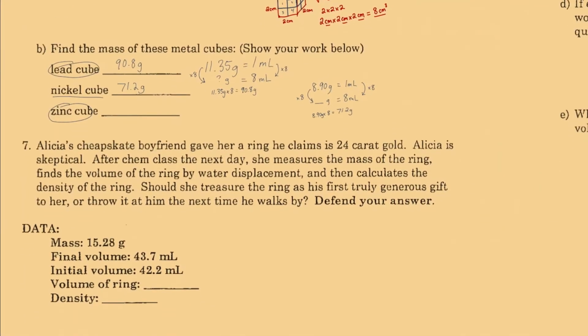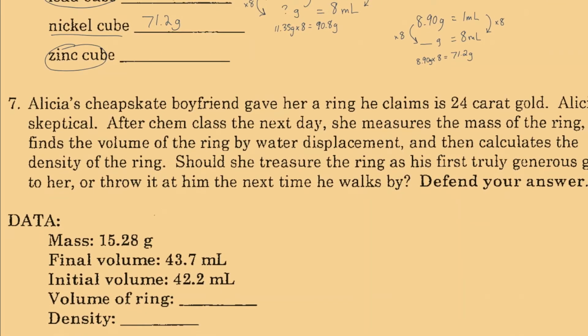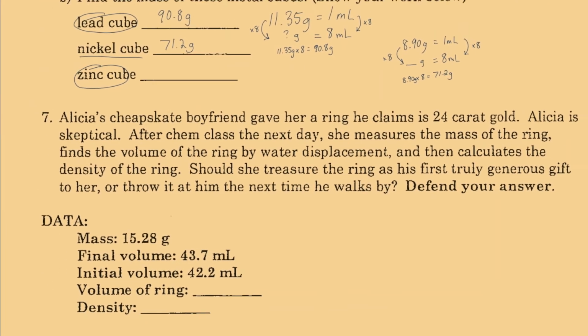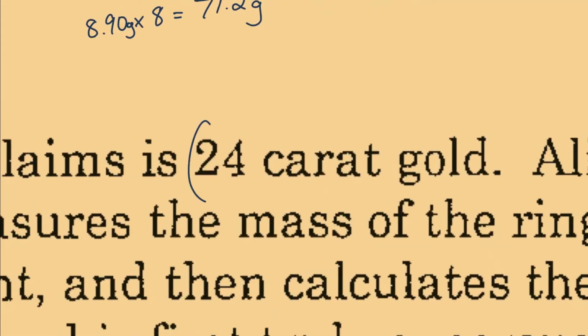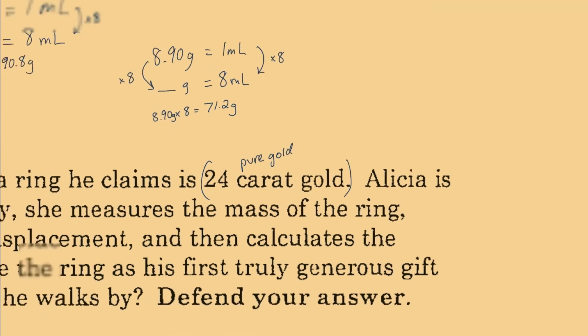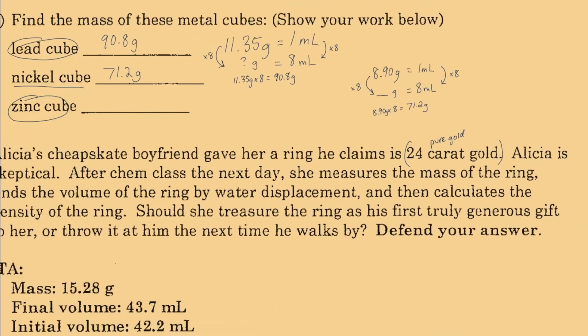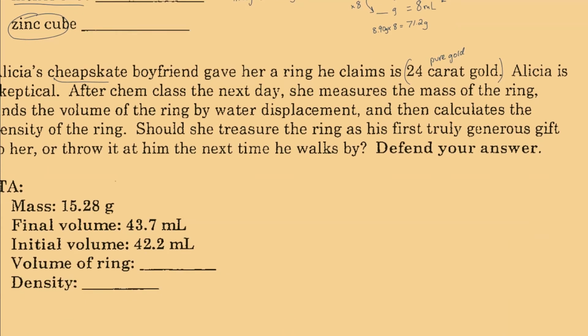Let's move on to number 7. Alicia's cheapskate boyfriend gave her a ring that he claims is 24 karat gold. That is pure gold. Alicia is skeptical because he's a cheapskate boyfriend, I guess. After chem class the next day, she measures the mass of the ring, finds the volume of the ring by water displacement, and then calculates the density of the ring. Should she treasure the ring as his first truly generous gift to her, or throw it at him the next time he walks by? He wants us to defend our answer.